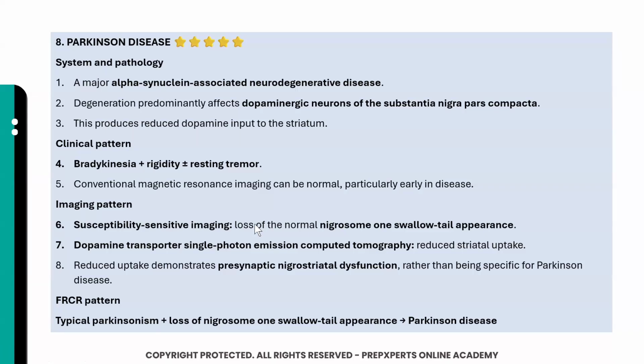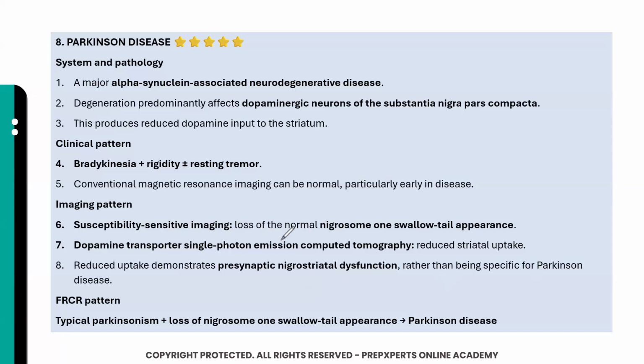So what do we do? We do susceptibility sensitive imaging. That will show you loss of the normal nigrosome one swallowtail appearance. I will show you that. The swallowtail appearance is your normal appearance. That will be lost, and to see this appearance, we need a 3 Tesla MRI. You cannot see the nigrosome swallowtail appearance on 1.5 Tesla. Dopamine transporter single photon SPECT imaging will also show reduced striatal uptake, but we already discussed that this is a non-specific finding, reflecting presynaptic nigrostriatal dysfunction rather than being specific.